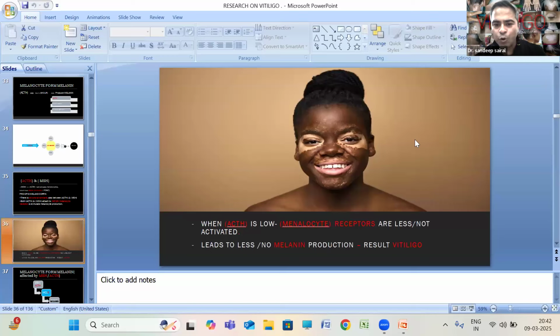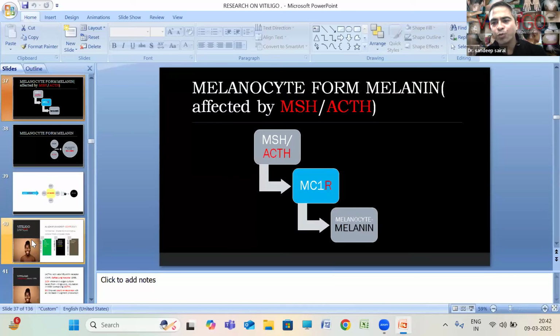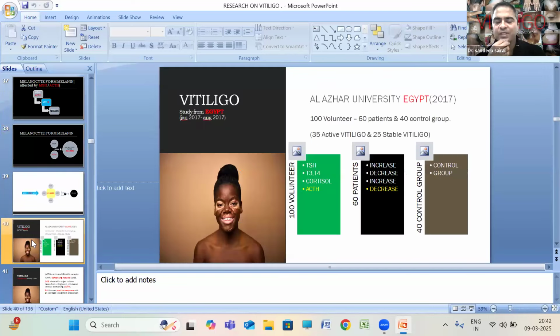When the ACTH level is low, melanocyte receptors are not activated or less activated. That leads to low melanin, ultimately vitiligo. Now see, these both bind to the receptors. Both can bind, stimulate the melanocytes and produce the melanin. Now, I have one research. Let us talk about the research study.